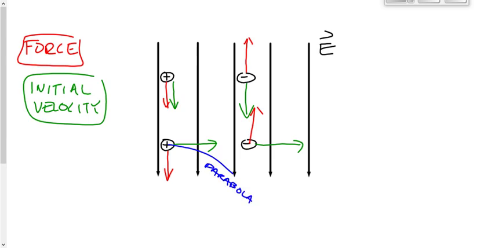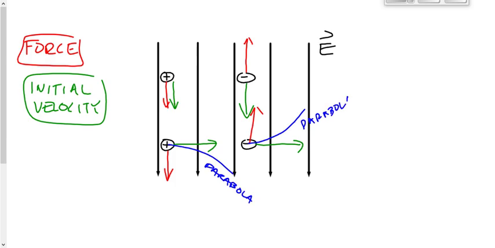Now, what about this negative particle? This is projectile motion as well, right? Except that the parabola goes upwards. This is an inverse parabola. This is a, what do you call it? Whatever, right side up parabola. Normal.